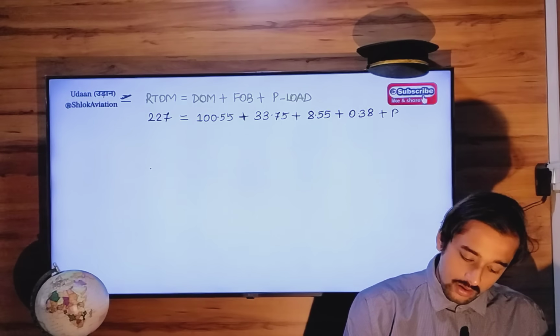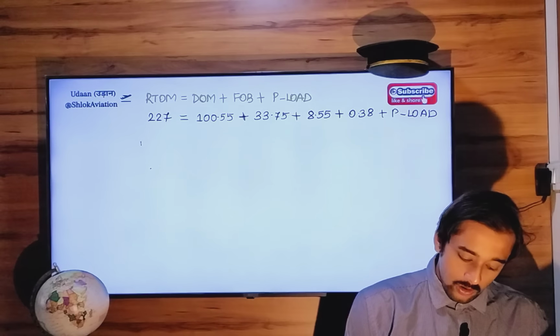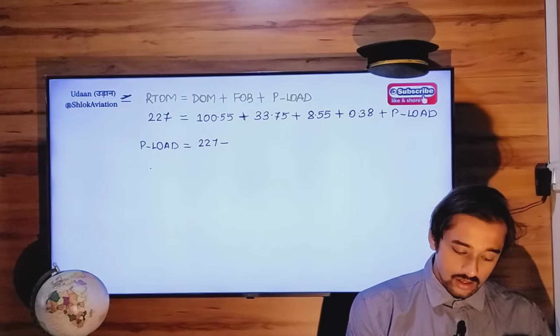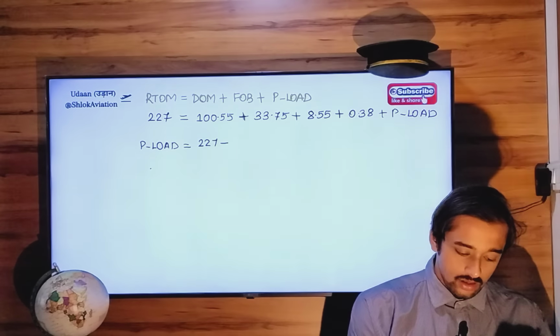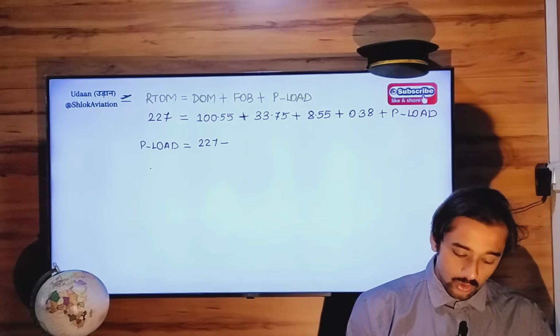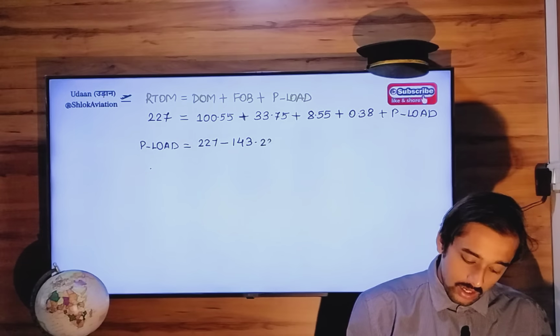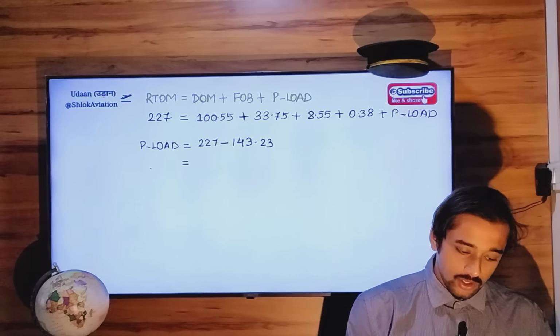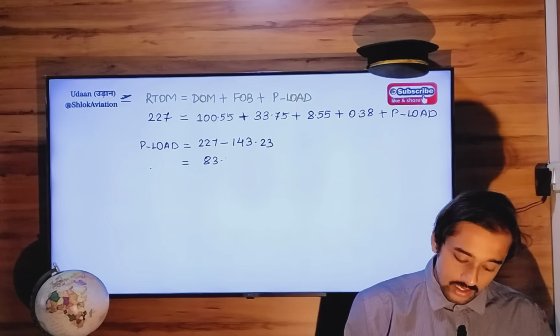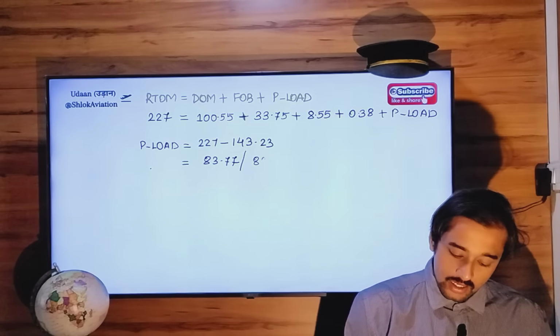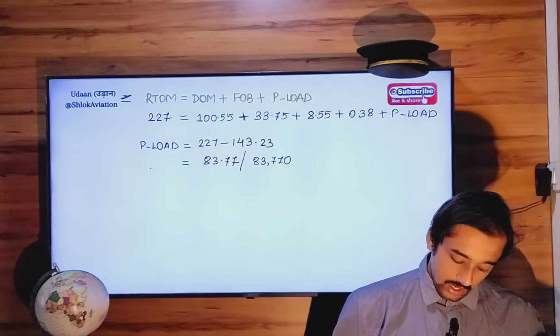Plus payload. So payload will be equal to 227 minus 100.55 plus 33.75 plus 8.55 plus 0.38, which is 143.23. So this subtraction will yield us 83.77. So the payload that you can carry is 83,770 kg.